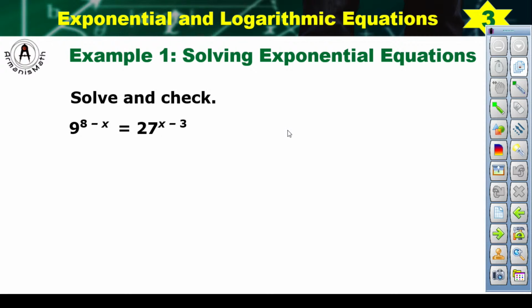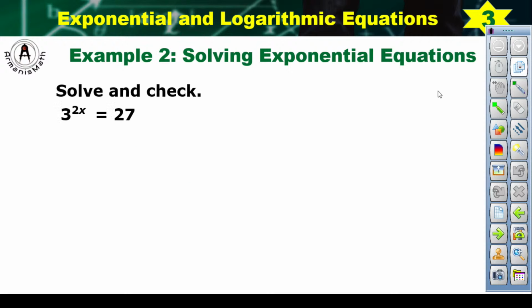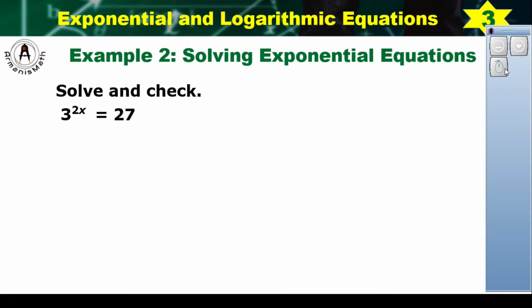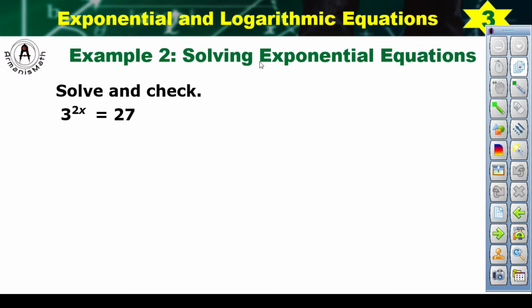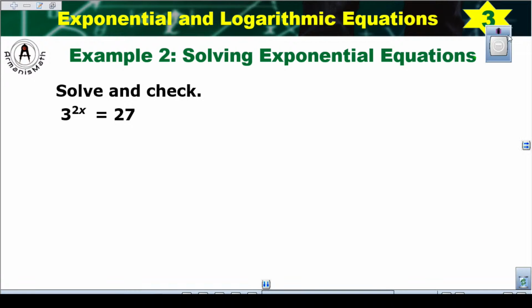Okay, here we go. Here's another one. Here's a check part. This one is a little bit similar, simpler, I should say. We're still under solving exponential equations, and this one says solve and check. So let's solve. What do you think is the base I'm picking here? 3. That's right. Between the 27 and the 3 is 3.